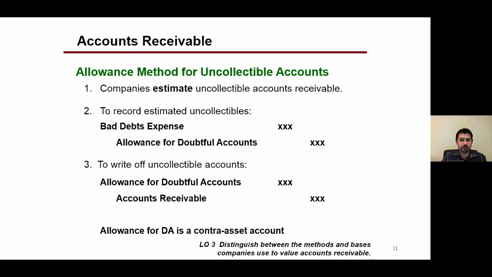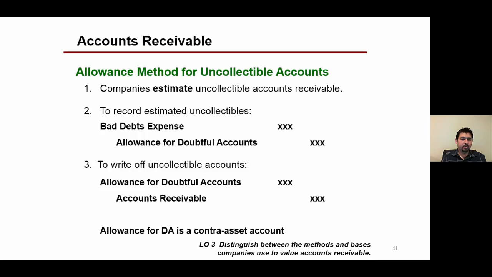On the other hand, the allowance method is done differently. In the allowance method, the company will estimate the amount of accounts receivable that will be uncollected. And this is usually done based on previous years. So the company would look at last year and see the percentage of accounts receivable or sales that was not collected last year.